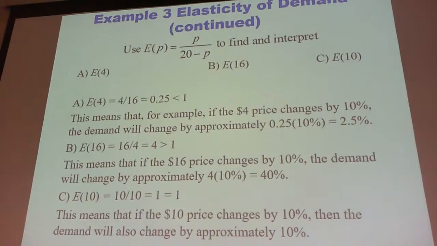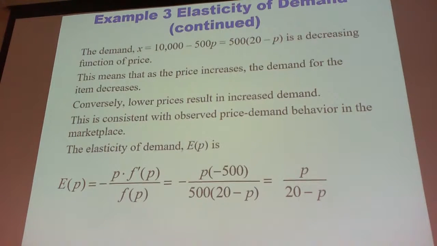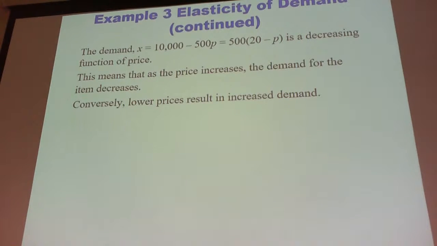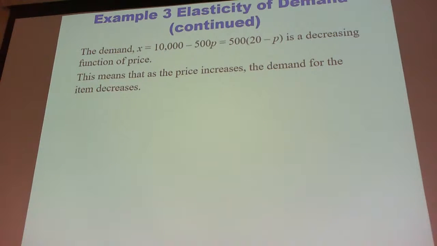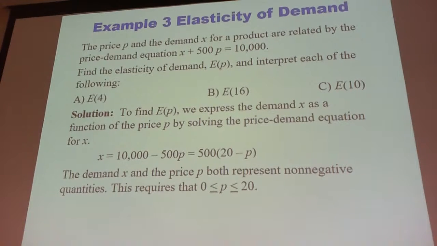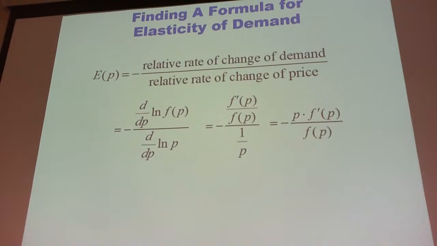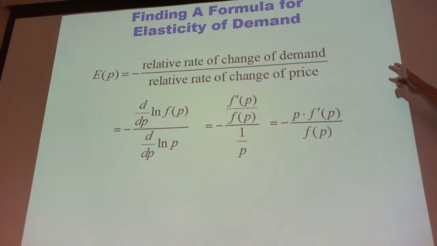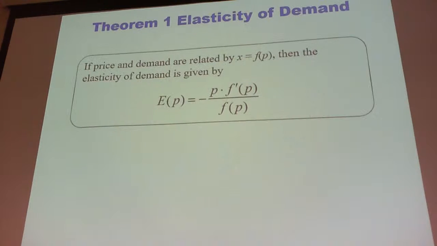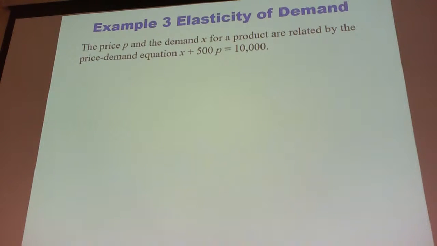And remember I gave you the basic understanding? If it's less than 1, inelastic, raise the price. Greater than 1, elastic, lower the price. Your job is to get 1. Just to remind you, the top number is the change in demand. The bottom number is the change in price. That's going to help us with the explanation. Okay? So here's our first problem.